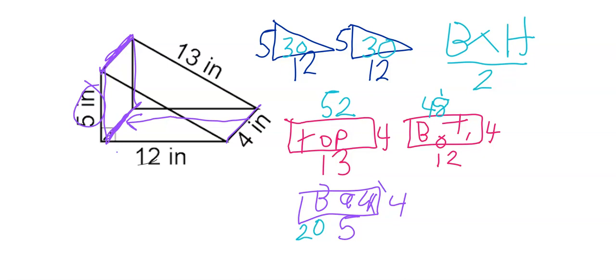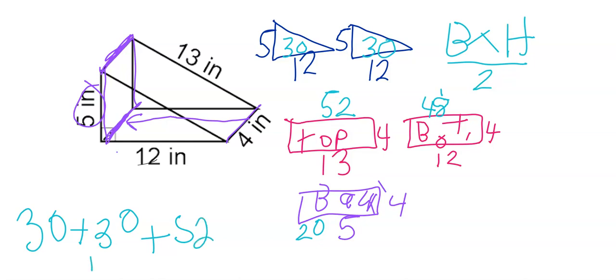Now that I found each of these, I can add up all of these blue numbers. So I'm going to write them right here to clarify. You have the 30 plus the other 30 plus the 52. Sorry, it takes me a minute to write this. Plus the 48, and then the 20. So it's also important to note that all of these 3 different rectangles here, they all had different dimensions and different areas. So make sure you're really seeing what the dimensions are for each of those.